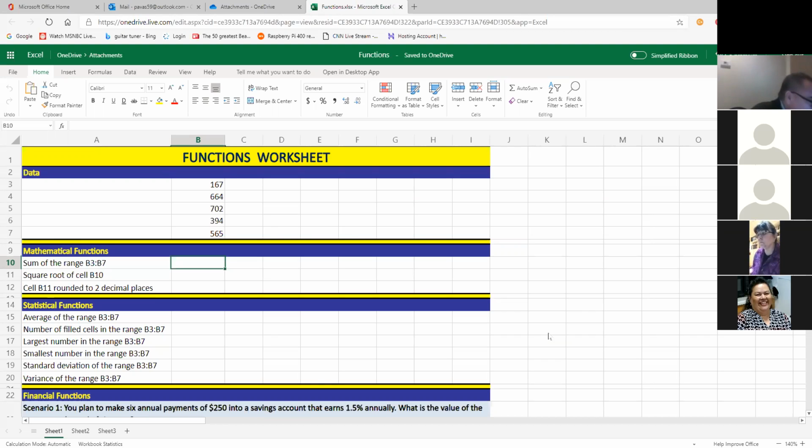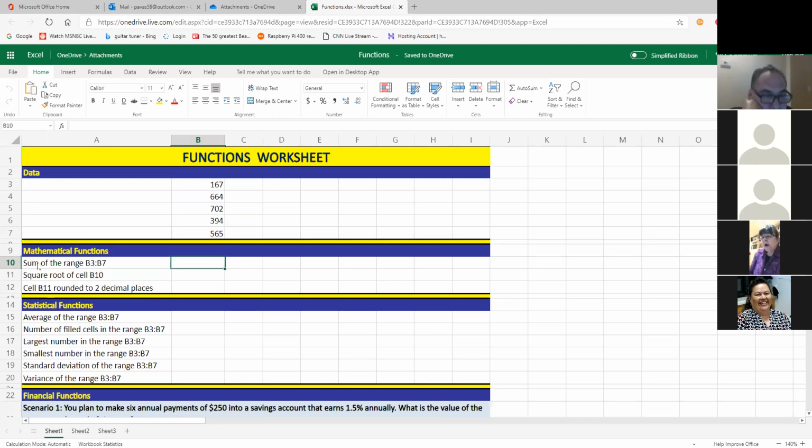Okay, look at what we need to do in this one. This one is a functions worksheet, just to show you all the functions that Excel has. Of course, it's not all of them, but it's some of the most widely used. Look here at B3 to B7, we have this data. It's just some random numbers that we're going to use to do the calculations. We've got about 10 minutes, then we can finish it.